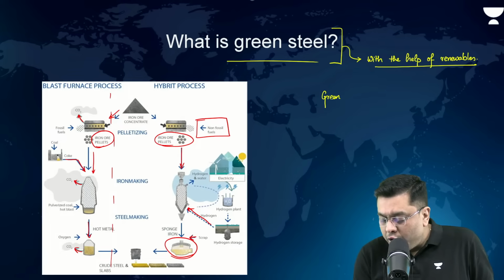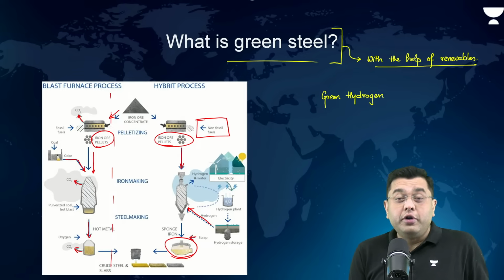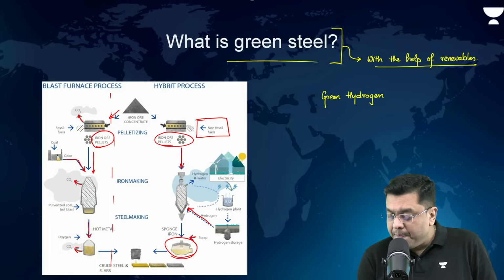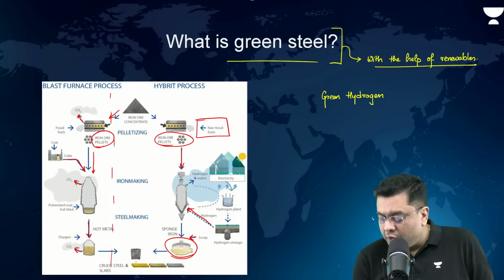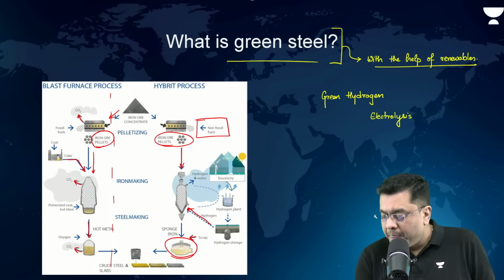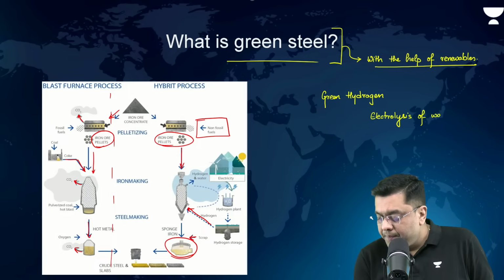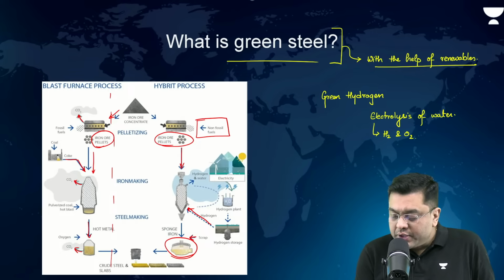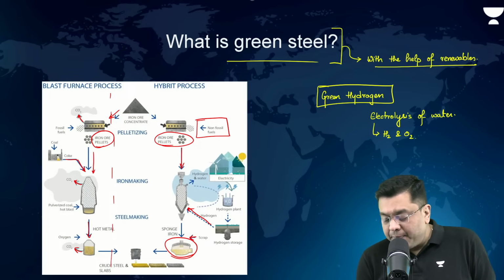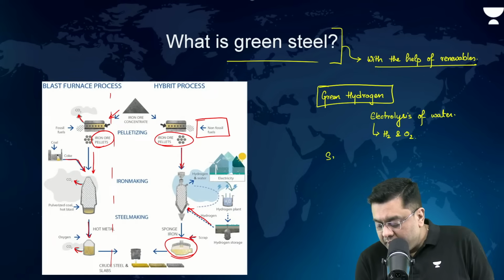Now, how do you produce that green hydrogen? With the help of renewables, you carry out electrolysis of water, whereby you are able to separate hydrogen and oxygen, right? So, electrolysis of water, where you will observe that H2 and O2 are separated. Now, this is used. Then, other than that, for the final production process, scrap metal.